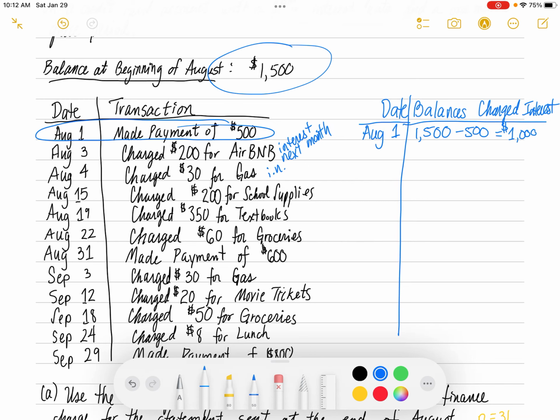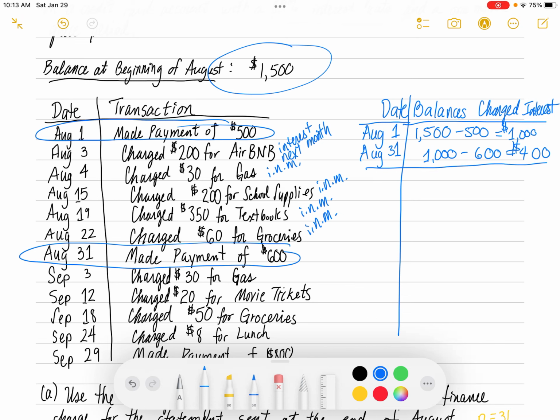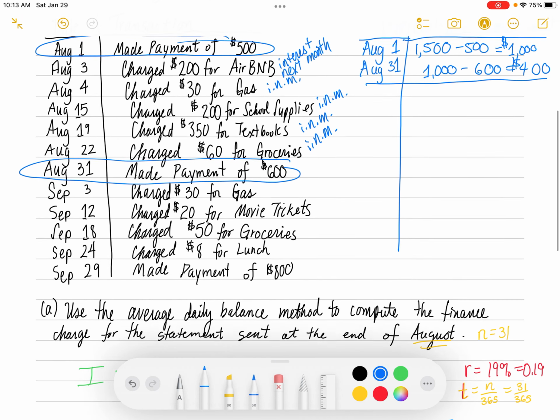The same goes for gas, interest next month. And school supplies, $200, interest next month. And for textbooks, that'll be charged interest next month. And for groceries, interest next month. But then on the 31st, a big thing happens. We pay off more of our credit card bill, $600. So I'm going to take $1,000 minus $600. That gives me $400 that I owe on the account on the last day of August. So from August 1st through August 30th, we have a $1,000 balance that's charged interest, and then on August 31st, the very last day, a $400 balance that's charged interest.